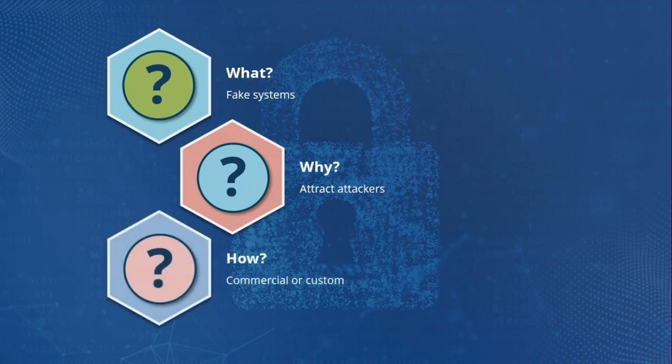Now how? How do you set this up? Well, you can get commercial solutions. There's a ton of them out there that are fake systems, and they're easily configured. Some of them even have a GUI. You just install it on a machine, go through, set the settings, and boom, you have a fake honeypot. Some will even appear to be an entire network segment. So those are great solutions.